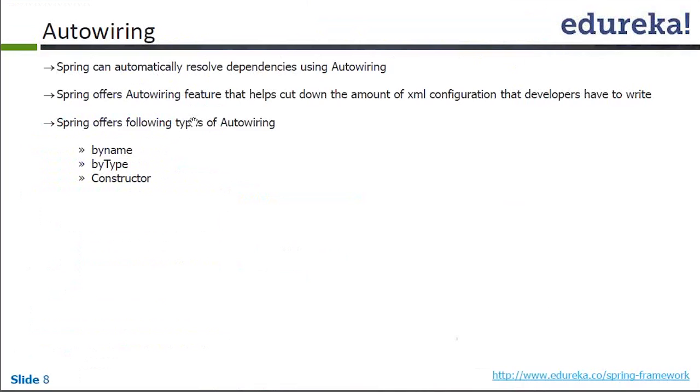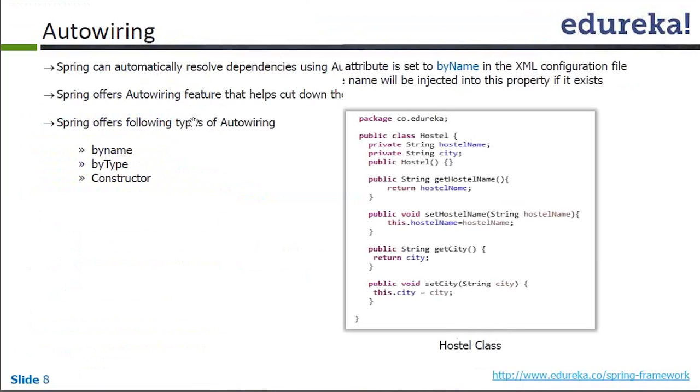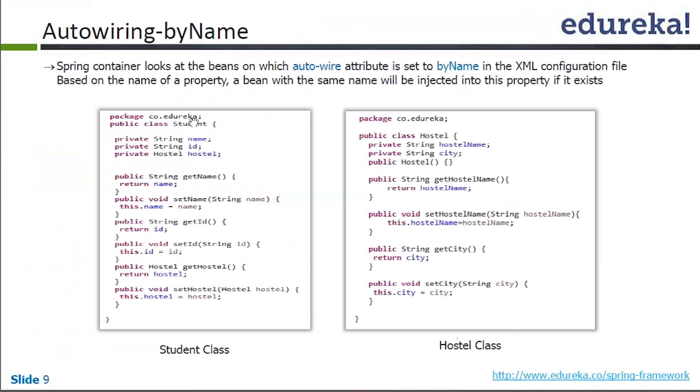Spring can automatically resolve dependencies using auto wiring. Spring offers an auto wiring feature that helps cut down the amount of XML configuration that developers have to write. So that is what I had shown you, right? That line will not be there once we implement auto wiring. Spring offers the following types of auto wiring. So we can auto wire by using name, by using type, and by using constructor. Okay, we'll see one by one.